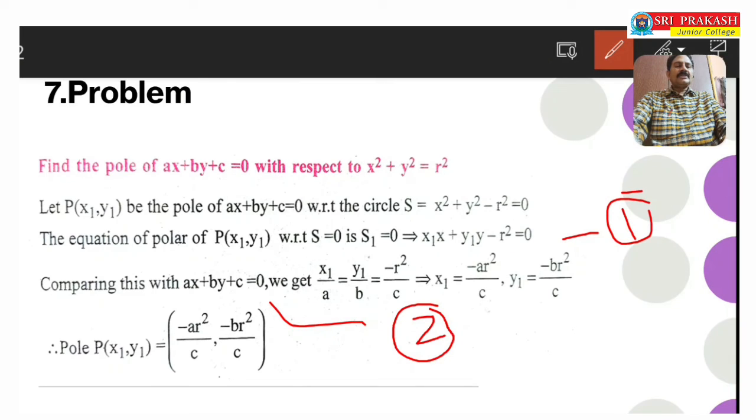When the two equations represent the same line, then the ratios of the coefficients are the same. Now comparing the coefficients, we have (x1, y1) = (-ar²/c, -br²/c). This is the pole of the given polar. So you can remember this procedure and also remember this formula as well. You can directly use this formula to find the pole.